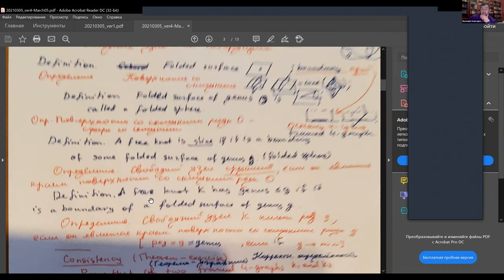Ну, на самом деле, фактически, это речь идет о картинках. То есть мы рисуем четырехвалентные графы. So we draw four-valent graphs.